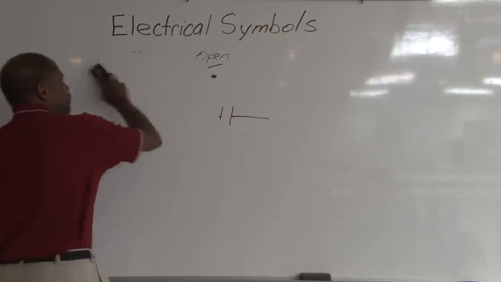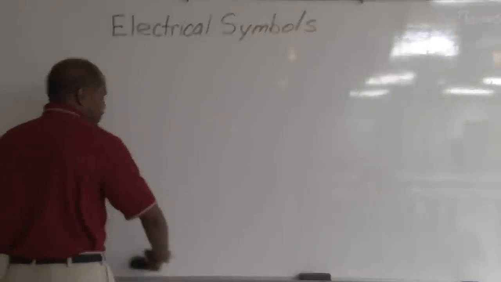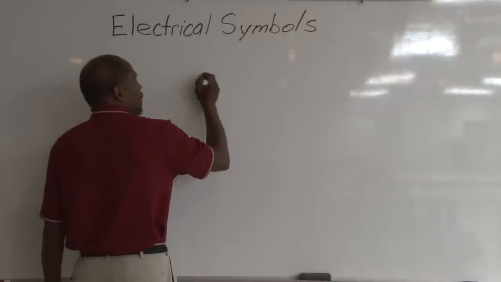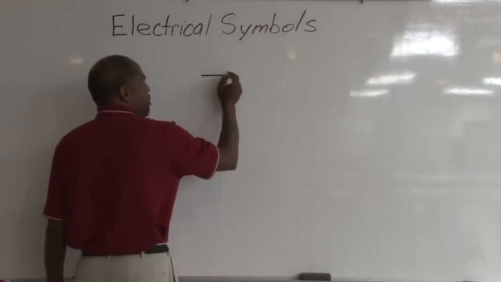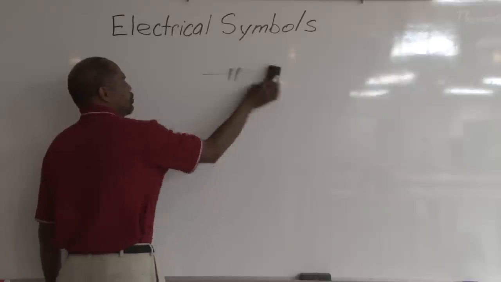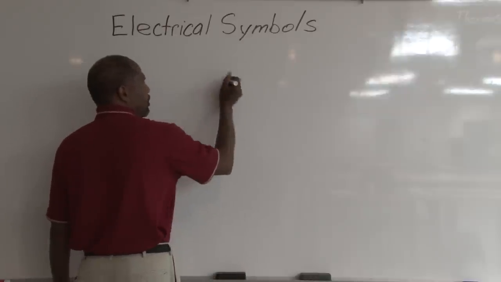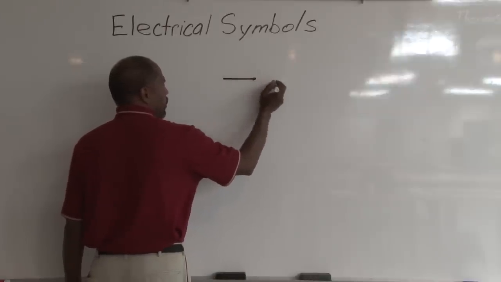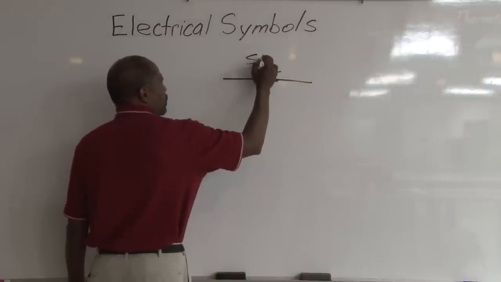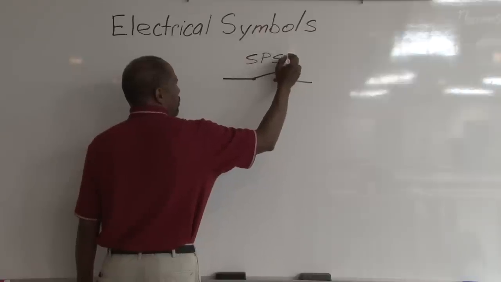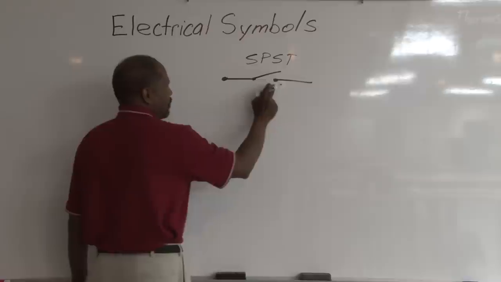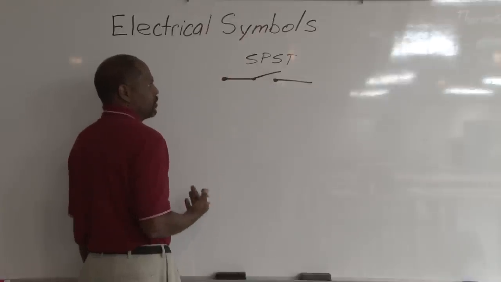A couple other symbols. Relays come in multiple configurations. It can be a relay we call a little bit different. Single pole, single throw. One pole coming in, one power source coming in, has one action. It opens or it closes.